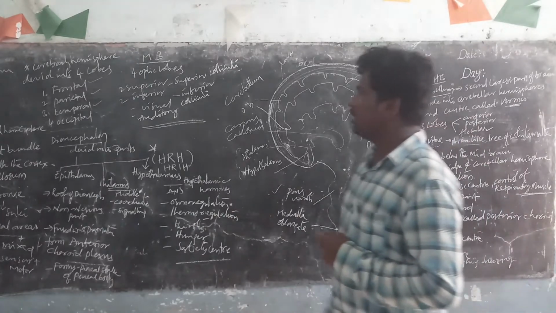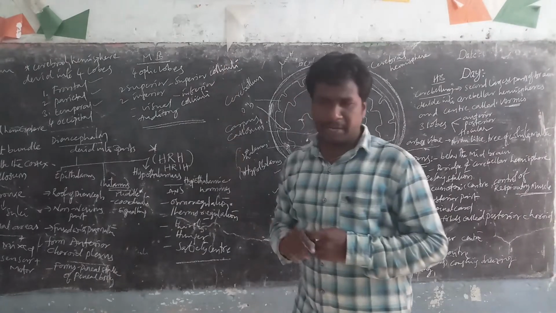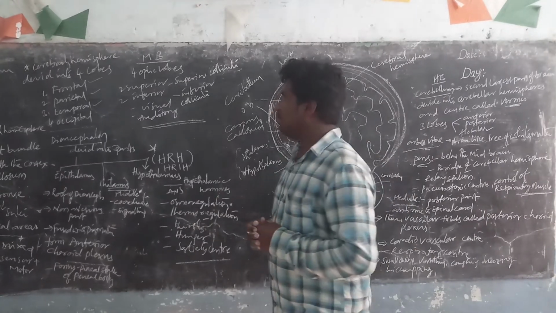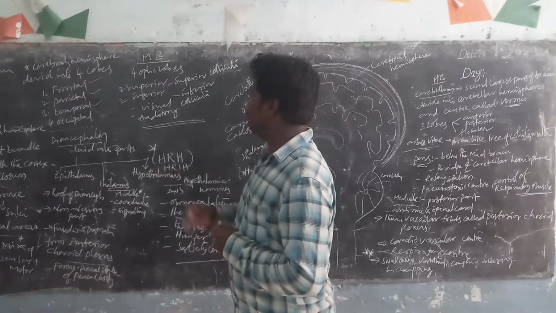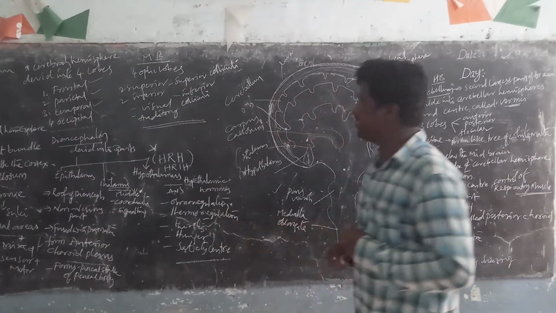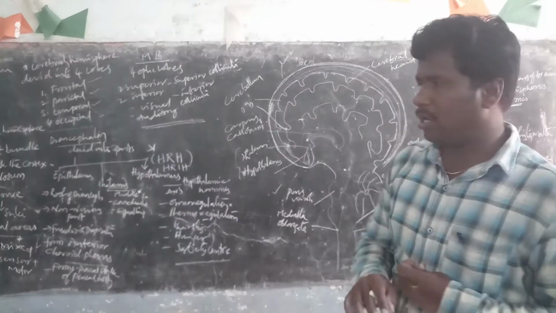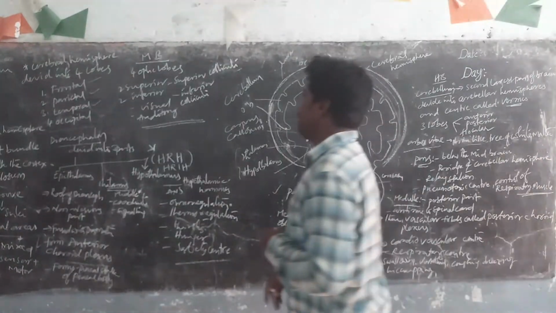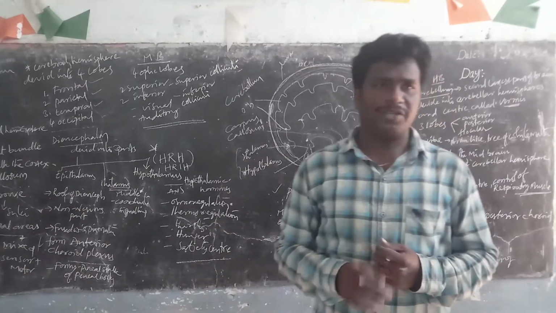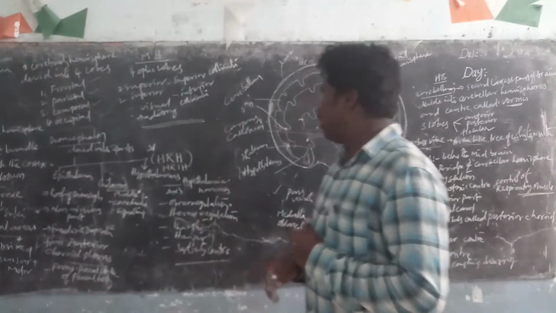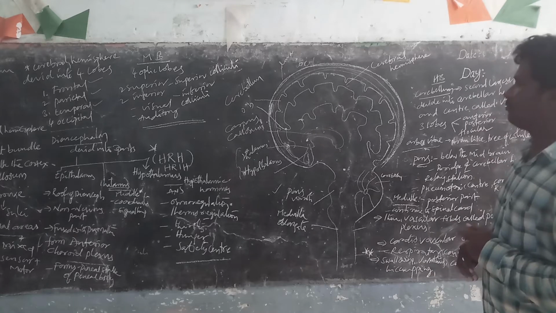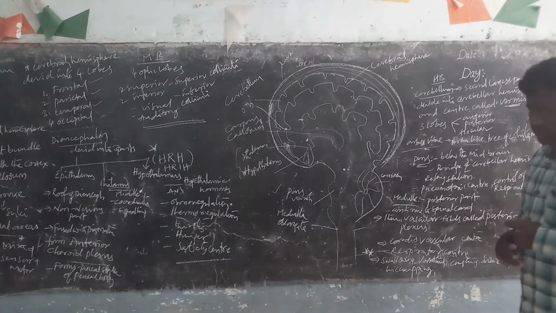Then the midbrain has the four optic lobes. The midbrain is connected with this one, and it is divided into four optic lobes: two are superior, two are inferior. The two superior lobes are called superior colliculi and the inner ones are the inferior colliculi. These are useful for vision and auditory function. Okay, vision and auditory function.